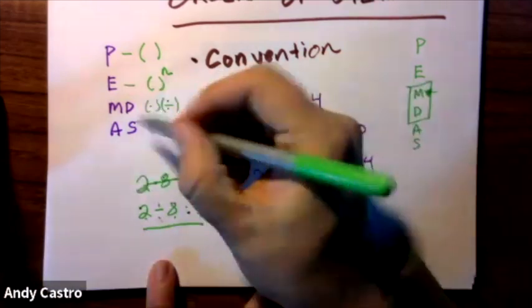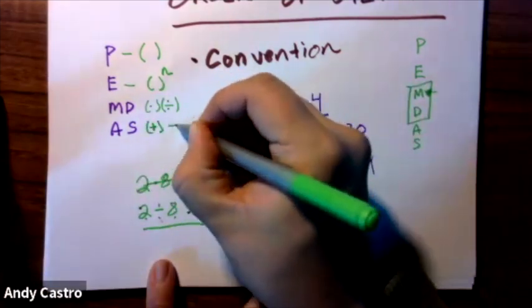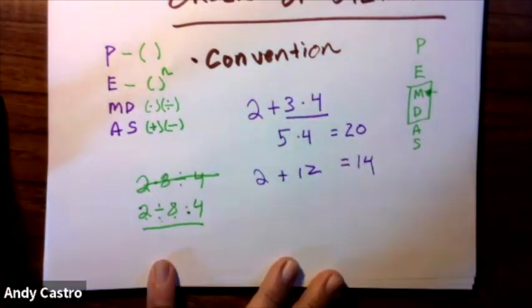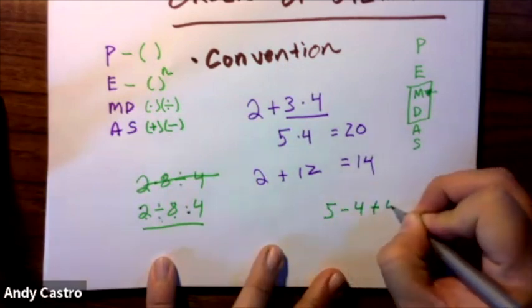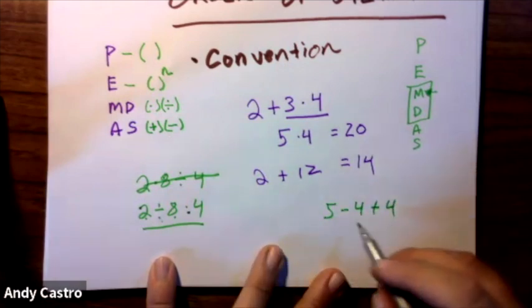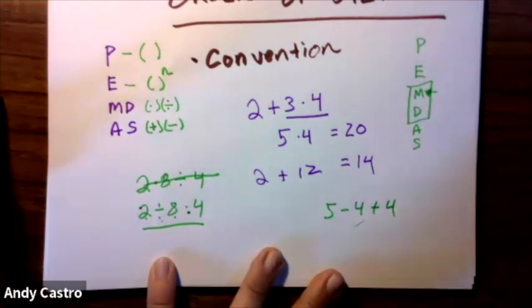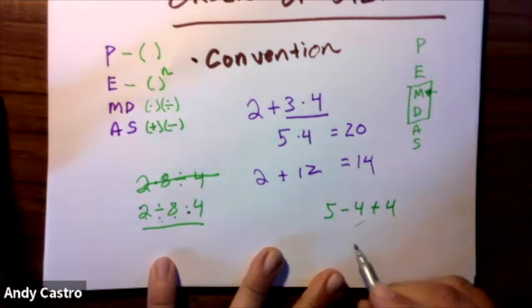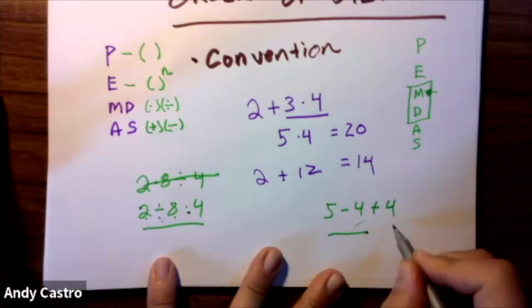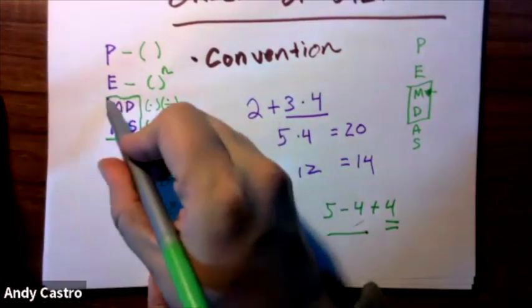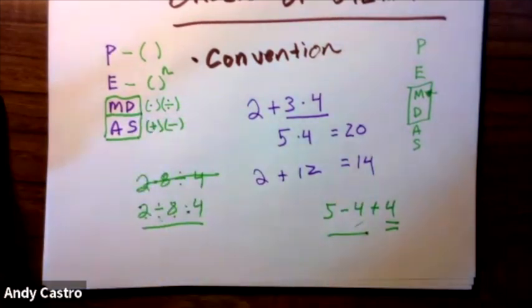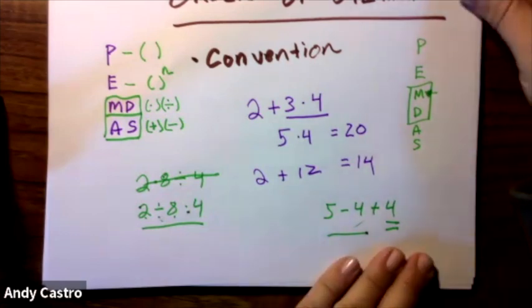And it works the same way with addition and subtraction. We do those from left to right. So you may have subtraction first before you have addition. We would do the 5 minus 4 first, and then we would add the 4. So left to right when it comes to multiply, divide, add, and subtract. All right, so let's look at a few examples of this.